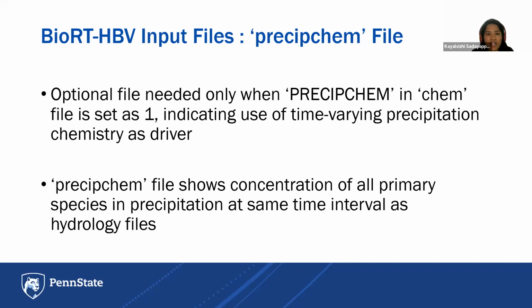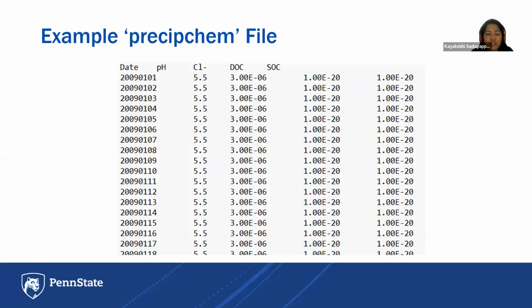In precipchem file, you should have the time series showing the concentration of all primary species in precipitation, and make sure that the time interval used is same as the one used in hydrology files. So this is an example precipchem file created for Sleepers River. And you can see that I have shown all the concentrations of primary species.